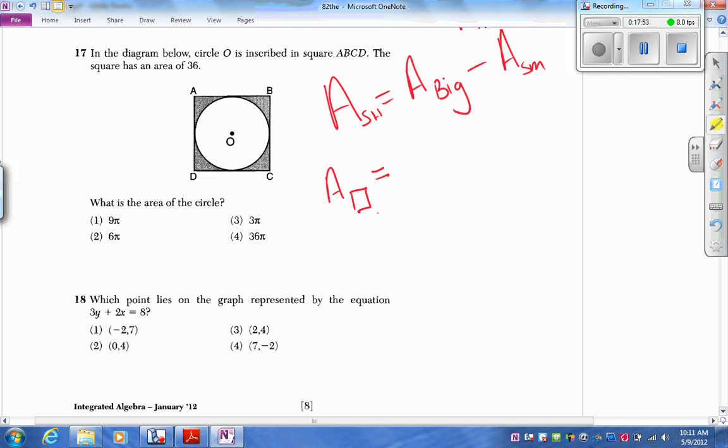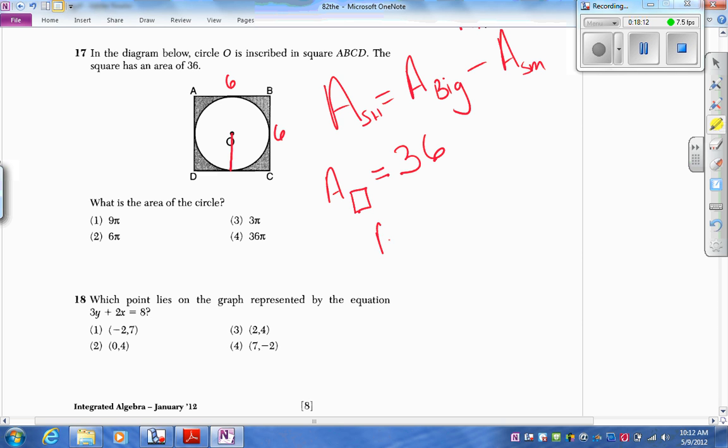Oh, that's not even asking the area of the shaded region. What is the area of the circle? They're just asking the area of the circle. Oh, my gosh. It's not even asking for the area of the shaded region. This is a much easier question than I thought. They already told you the area of the square is 36, so that makes all of the sides 6. So they just want to know what the area of the circle is.